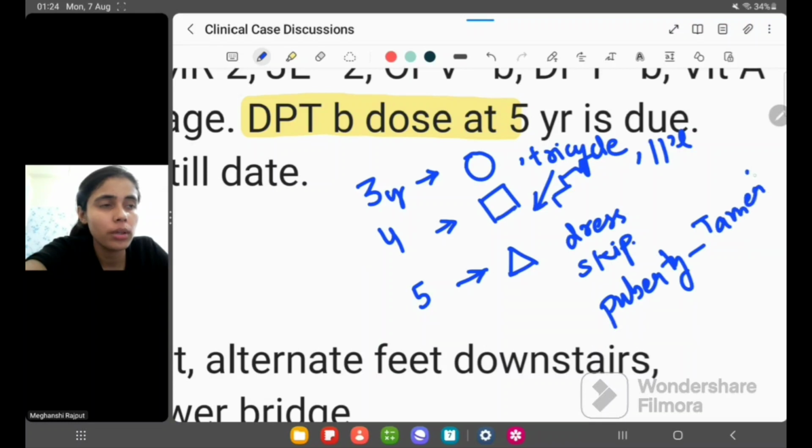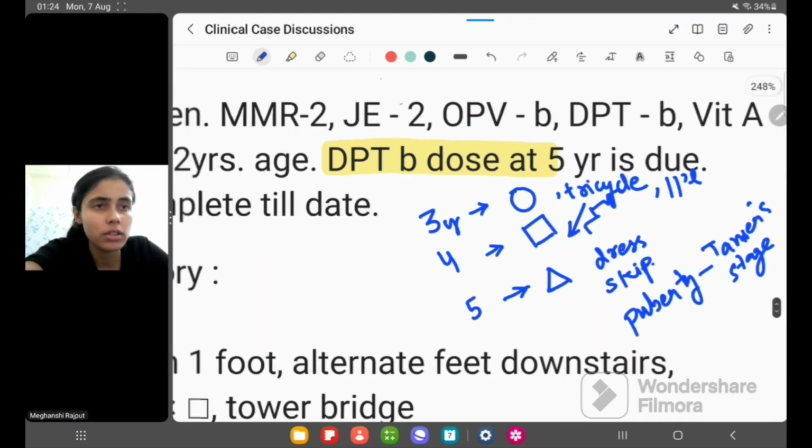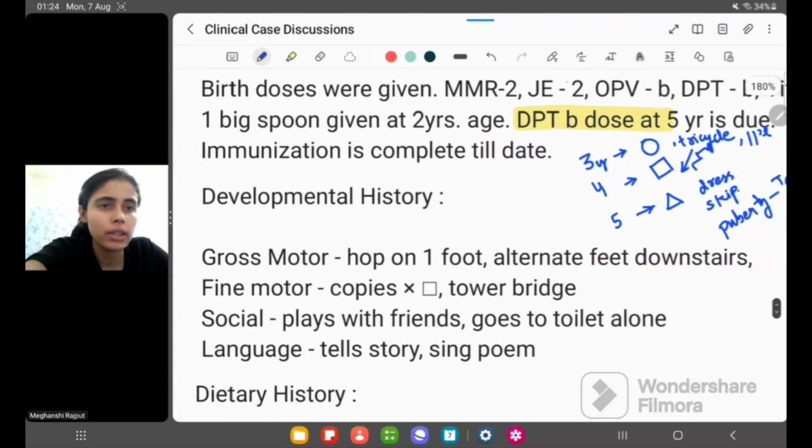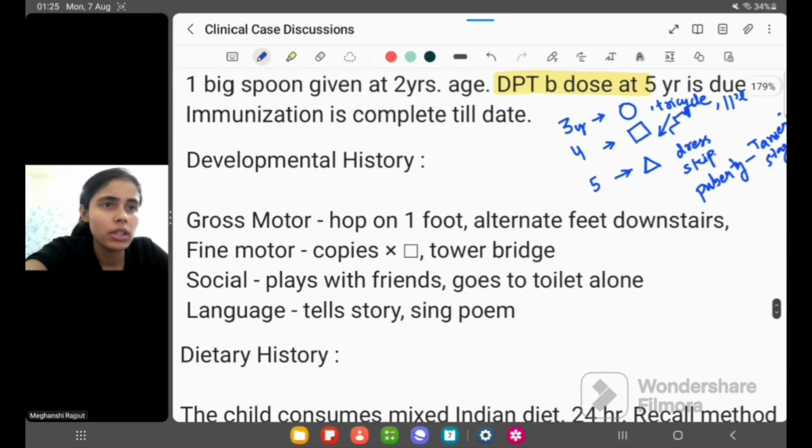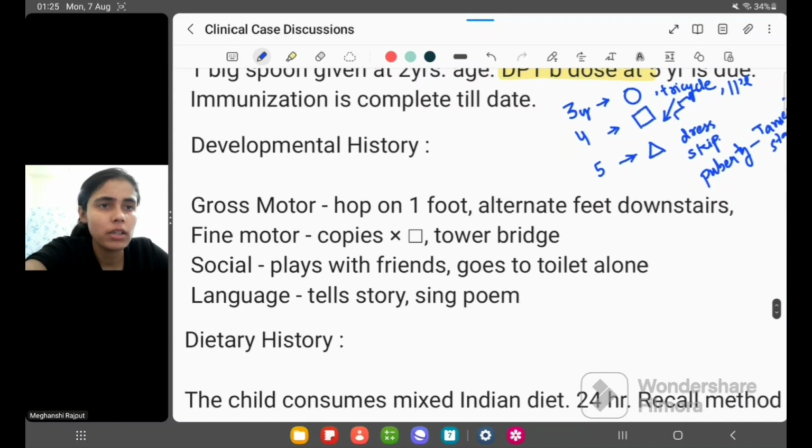Okay, so we will classify it according to the Tanner stage in developmental history. So this much is important in developmental history, and at our age of 4, now we know that we have described that the child hops on 1 foot, alternate feet, copies a tower, square, and plays with friends, goes to the toilet alone, tells a story.